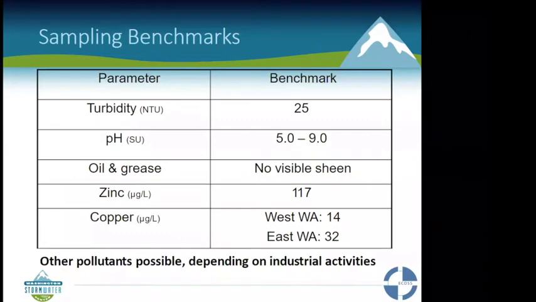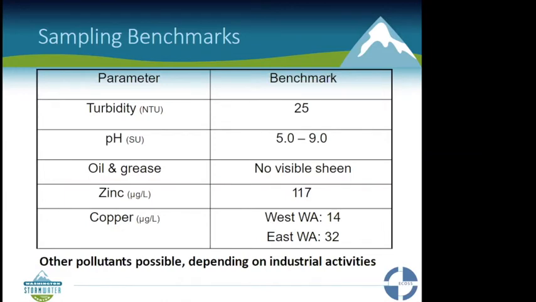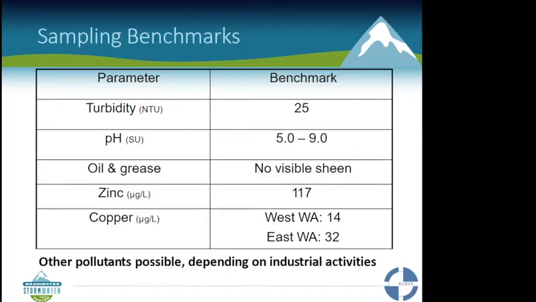Okay, so we talked a little bit about benchmarks, but here are the basic sampling benchmarks that all permittees need to follow. So turbidity, again, it's in nephelometric units, and that is 25. And remember that 25, you can't even really tell that there's any sediment or turbidity in that water. So we need to be very careful about that. pH, that's how basic or acidic the water is. The benchmark for that is between 5 and 9.